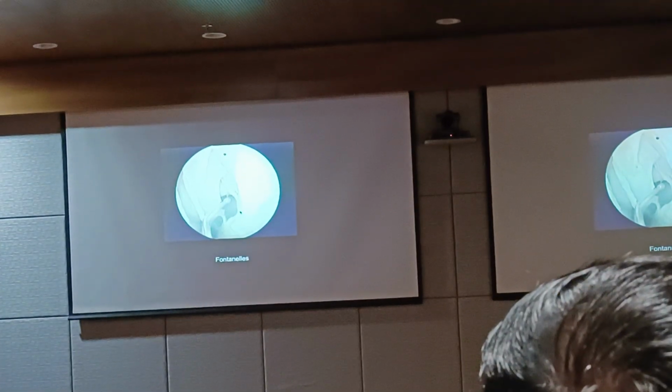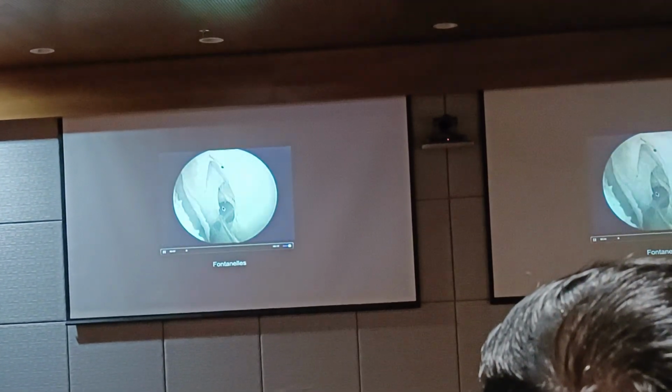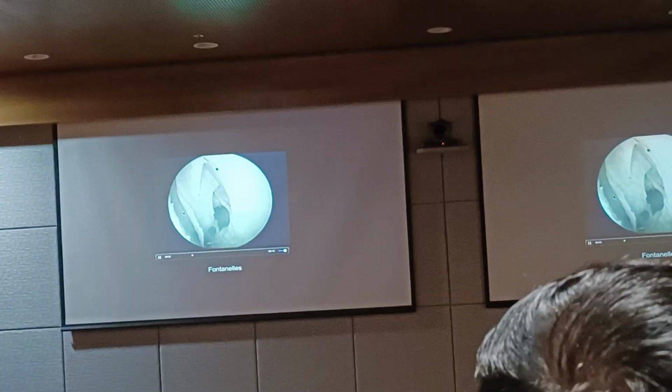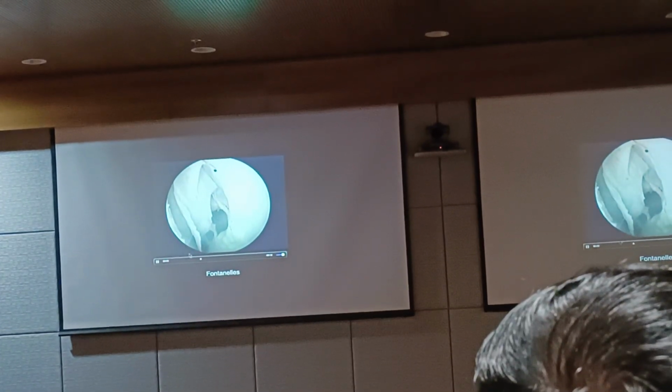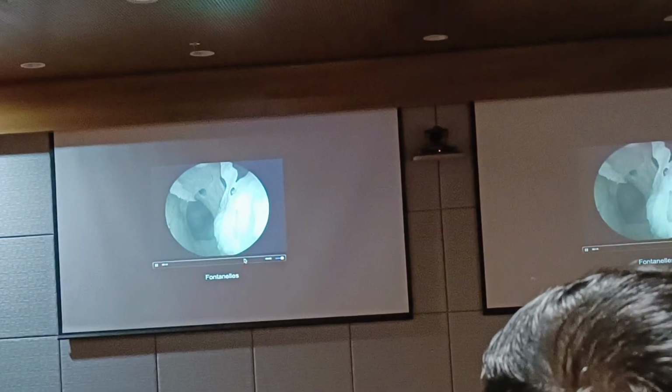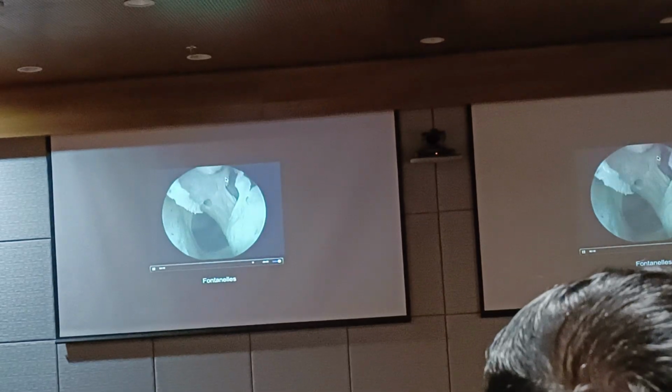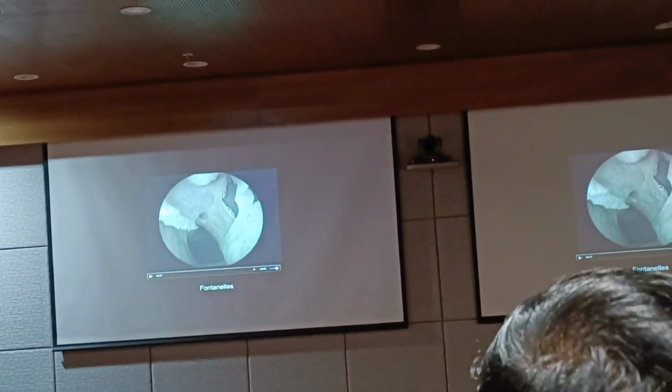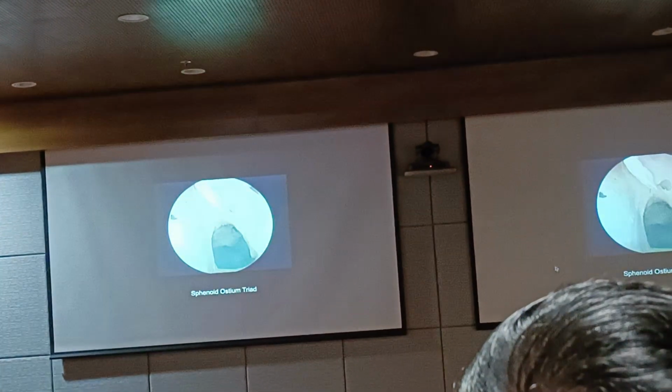These are the fontanelles like we spoke about. This is the anterior inferior fontanelle, that's the uncinate process, the attachments, the anterior inferior fontanelle, and if you look here beyond that, that's the posterior superior. Okay, so the two fontanelles in the right place.